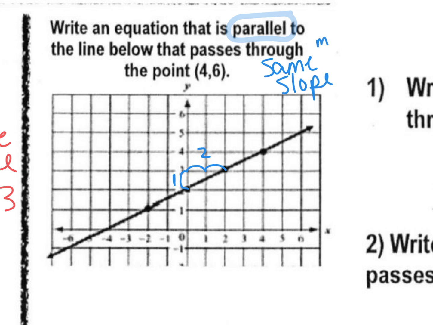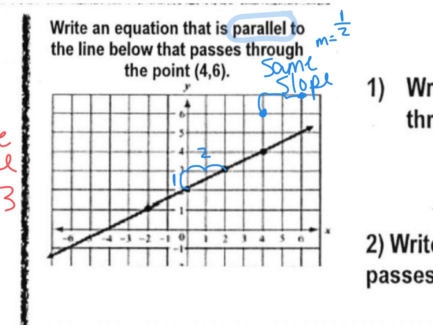So I know my slope. I'm just going to write it over here. My slope is 1 over 2. Rise over run. And then we have a point, 4, 6. Can I just graph that on my graph? I could. I'll show you another way also. And then we can do rise 1, run 2.